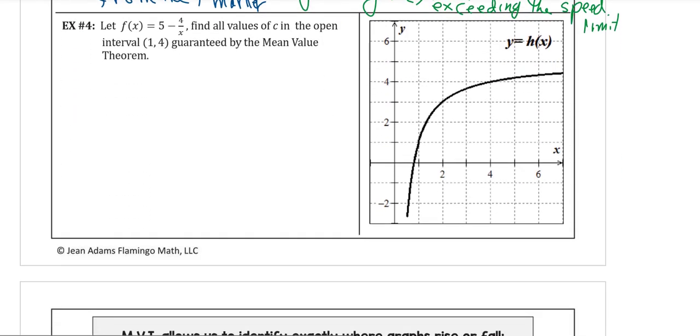All right, number 4. Let f of x equal 5 minus 4 over x. Find all values of c in the open interval 1, 4, guaranteed by the mean value theorem. Okay, so what we can see is that we always want to start by saying the conditions are met, that our function, f of x, is continuous and differentiable.